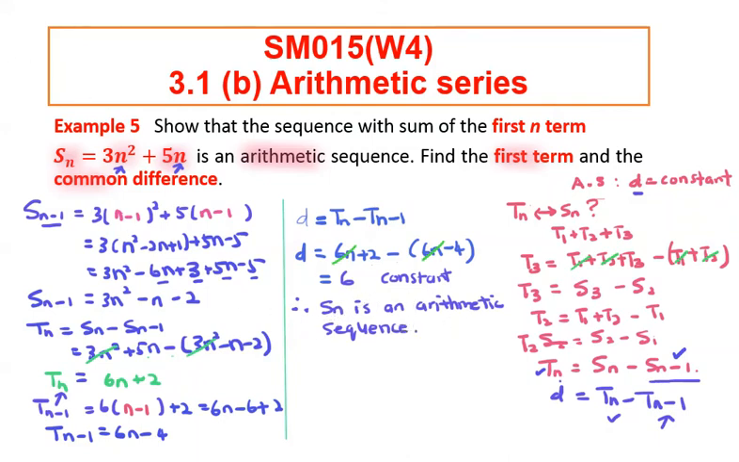Let's carry on. Find the first term and the common difference. The common difference is 6. Now the first term is equal to the sum of the first term as 1. So S1 is 3 times 1 squared plus 5 times 1, substituting n as 1. That is 3 plus 5, which is equal to 8. This is T1.